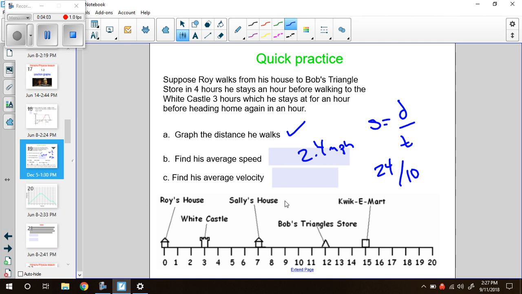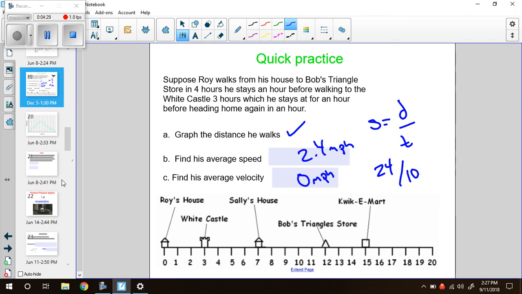All right. Then find his average velocity. Well, average velocity wise, he starts at home, he ends at home, so he doesn't have a change in position. So it doesn't matter that it took him 10 hours, it doesn't matter that he walked 24 miles. What matters is he starts and stops at the same point. So his average velocity is 0. Wah, wah, wah.